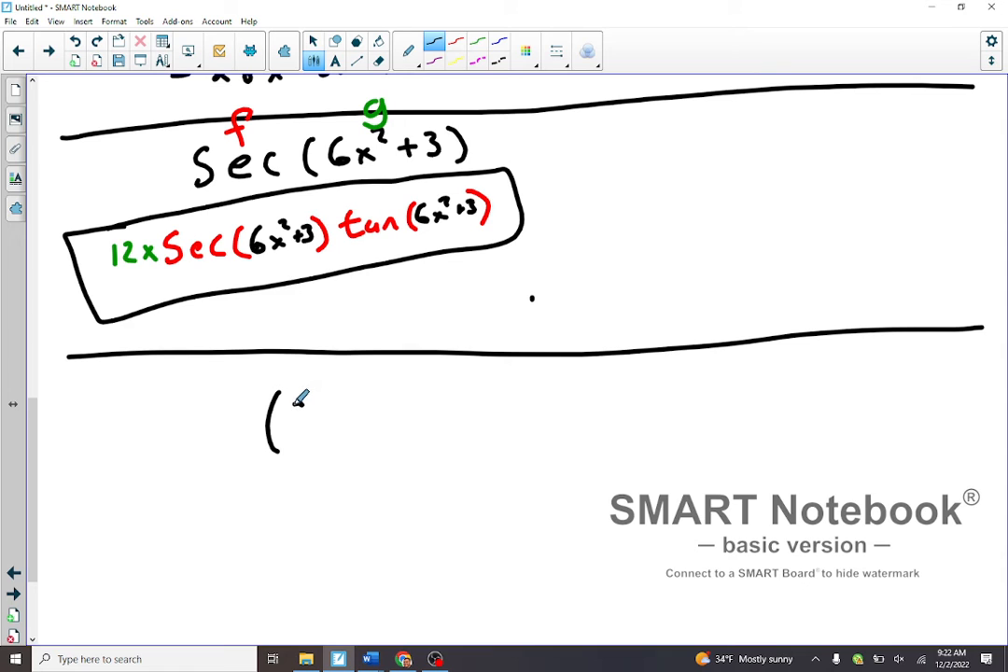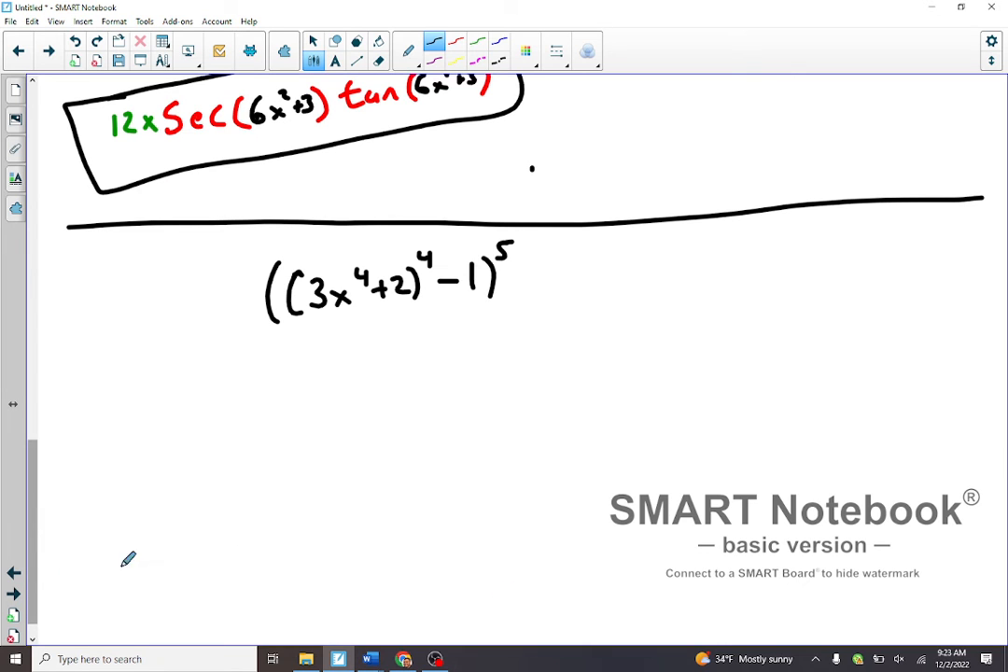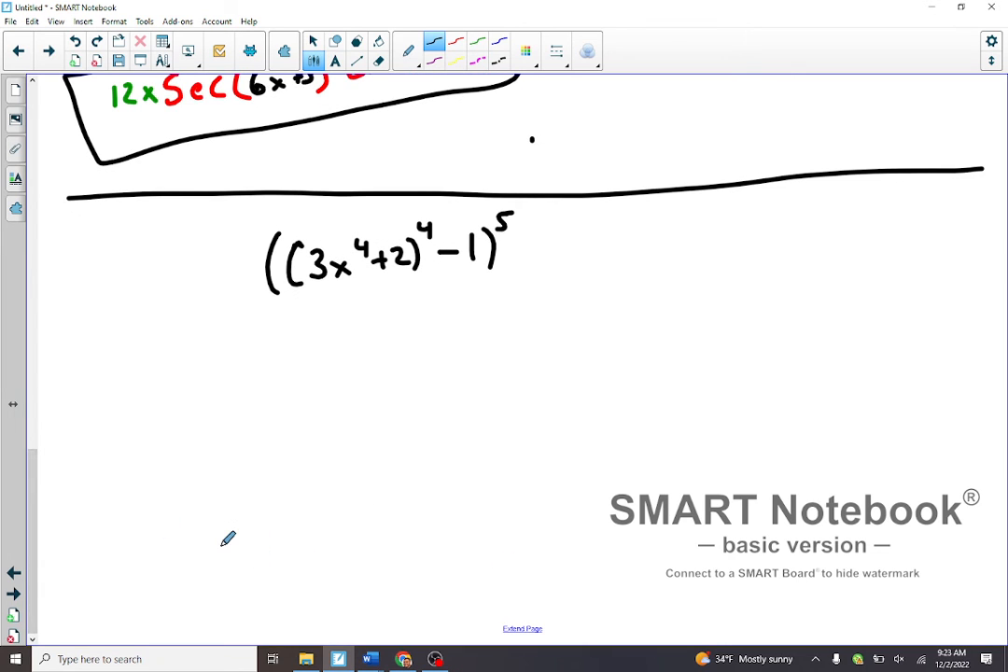Something we did different that one yesterday. Try 3x to the fourth plus 2, to the fourth power, minus 1, to the fifth power. I have to put this minus 1 here just because if I didn't put the minus 1, you could actually just do fifth power times the fourth power is the 20th power and just do a single one. So I purposely put the minus 1 there for a reason. Just to prevent you from doing the shortcut, basically, to test the actual skill you're asking, which is chain and chain.